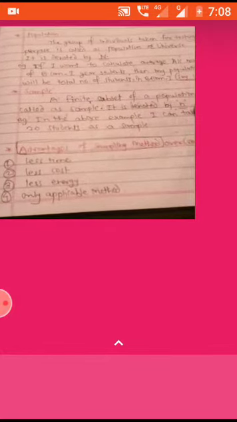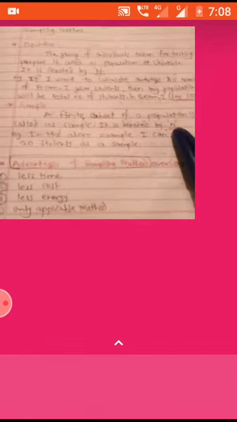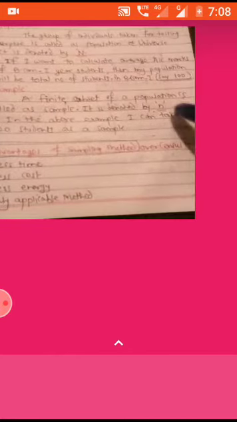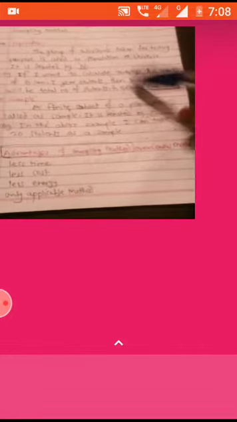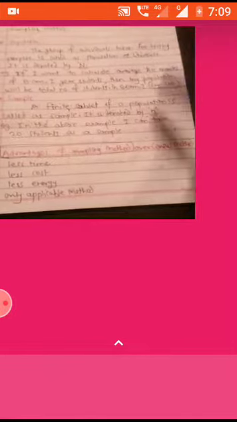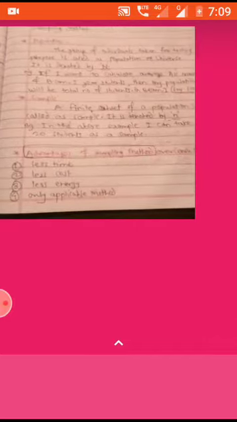And the second term is sample. A sample is a finite subset of the population. It is denoted by small n, while the population is denoted by capital N. For example, in the above example there are 100 students as our population, but we can take 20 students as a sample.